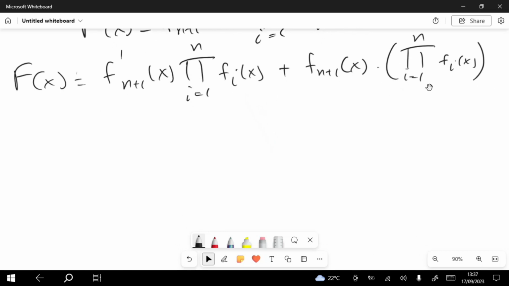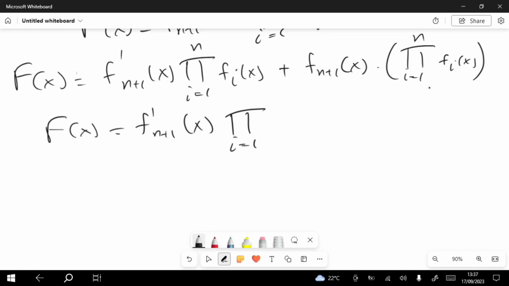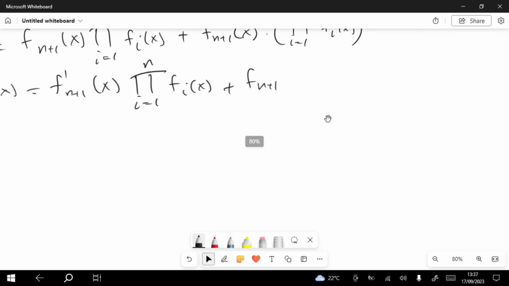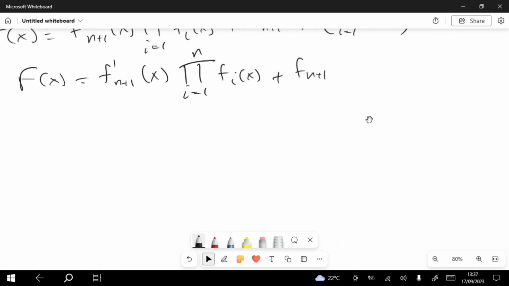Now for this, we have the formula already. You can go back to see it. I already memorized it. So f sub n plus 1 prime times this product, i equal to 1 to n of f sub i of x, plus f sub n plus 1. Hold on, let me just zoom out a little bit to make room for my work.